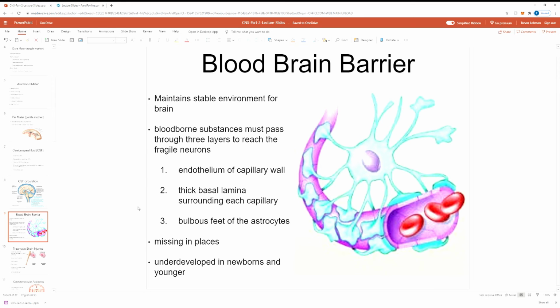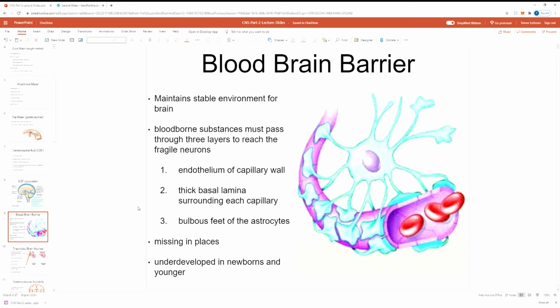There are, of course, things that pass the blood-brain barrier. Anything you take orally that affects your brain obviously passes the blood-brain barrier. So there are, of course, things that get through this. But in general, as long as you don't put anything too crazy into your body, this is a mechanism for protecting your brain. It is missing in places.